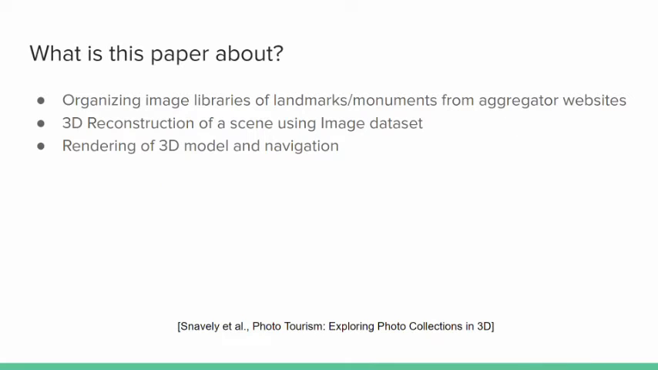So there are three main objectives: organizing photo collections from aggregator websites, 3D reconstruction of a site using images from multiple angles, and rendering the 3D model and coming up with a simple UI to navigate through the images. So let's see each of these in detail in a few minutes, but before that we'll have a look at the image dataset.